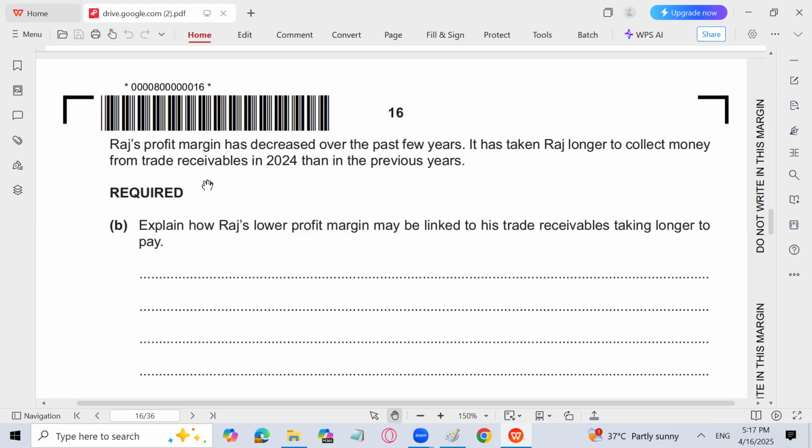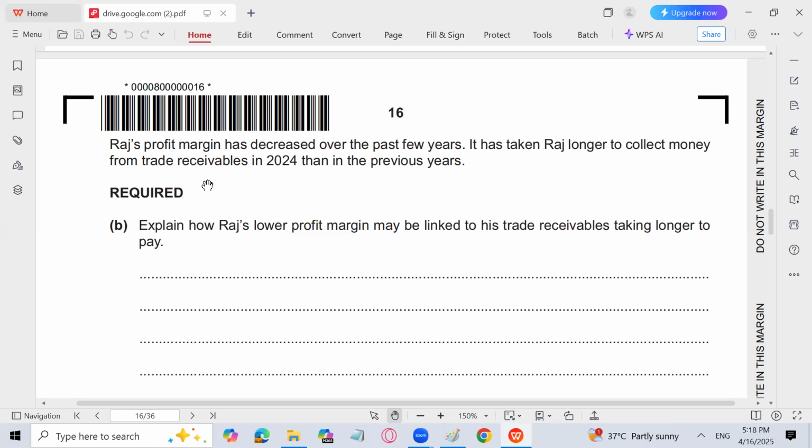Trade receivable will remain the same. In any ratio, numerator and denominator. If numerator will increase, the ratio will increase. If denominator will decrease, the ratio will increase. So it has taken Raj longer to collect money from trade receivable. What does it mean? Longer means the trade receivable turnover ratio is increasing or decreasing? Increasing. So it means your trade receivables are increasing actually.